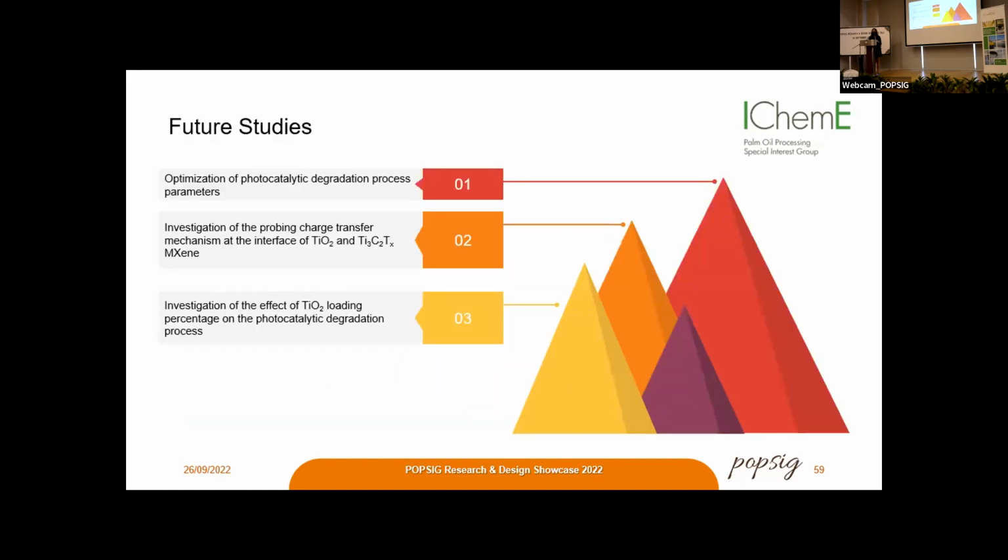For future studies, we will have some optimization of the photocatalytic degradation process parameters, and we'll investigate probing charge transfer mechanisms at the interface of titanium oxide and Ti3C2Tx MXenes, and finally investigate the effect of TiO2 loading percentage on the photocatalytic degradation process.